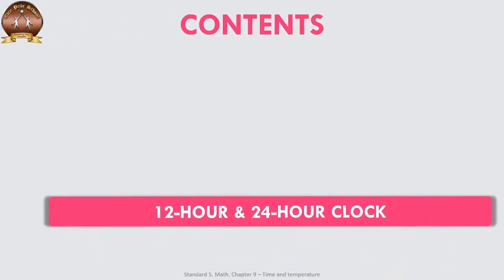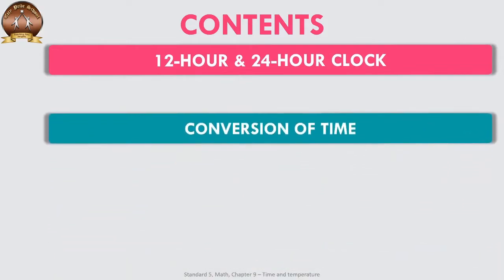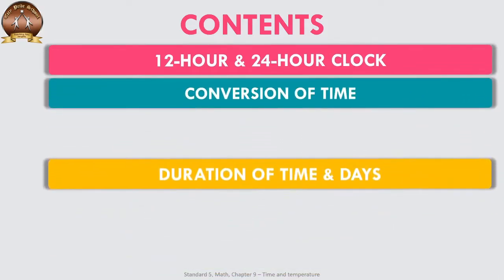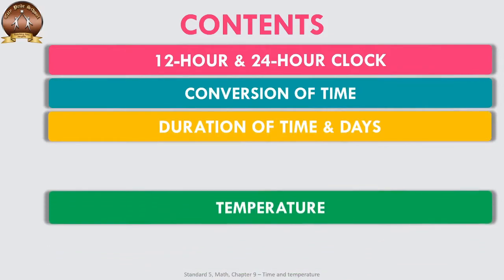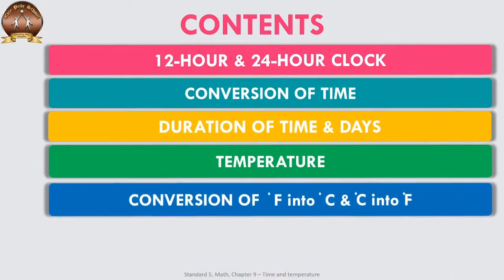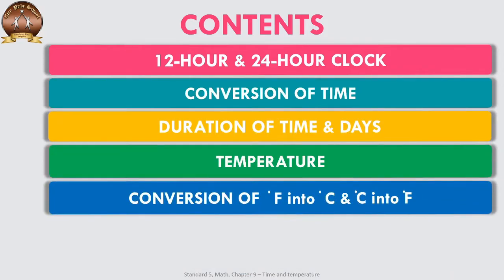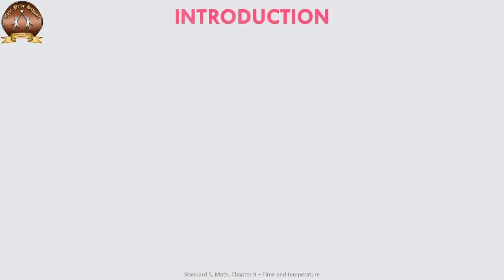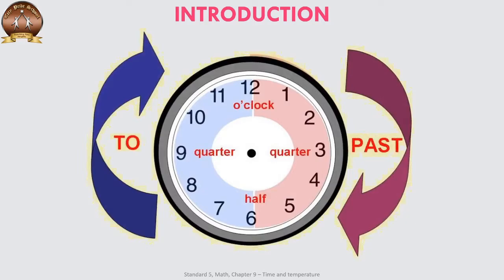The contents of the chapter would be the 12-hour clock and the 24-hour clock, and the conversion of time, then duration of time and days, temperature, and then conversion of degree Fahrenheit into degree Celsius and vice versa, that is degree Celsius into degree Fahrenheit. There is a 12-hour clock in front of you.